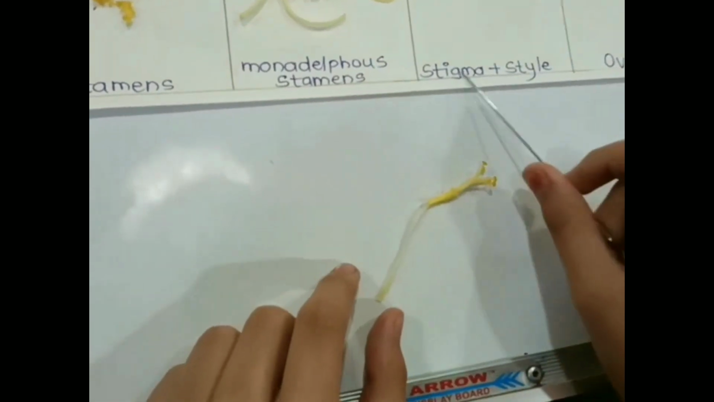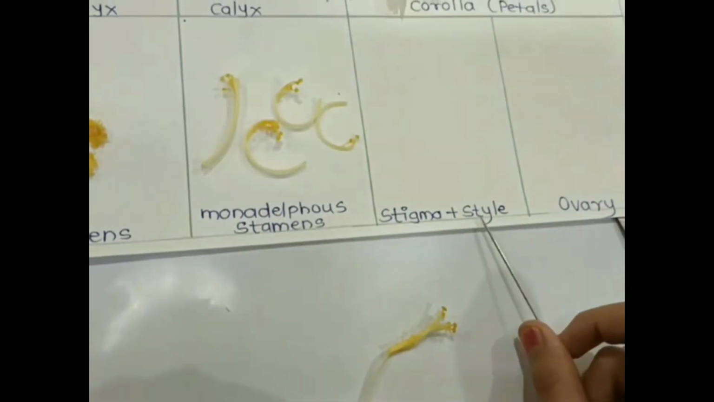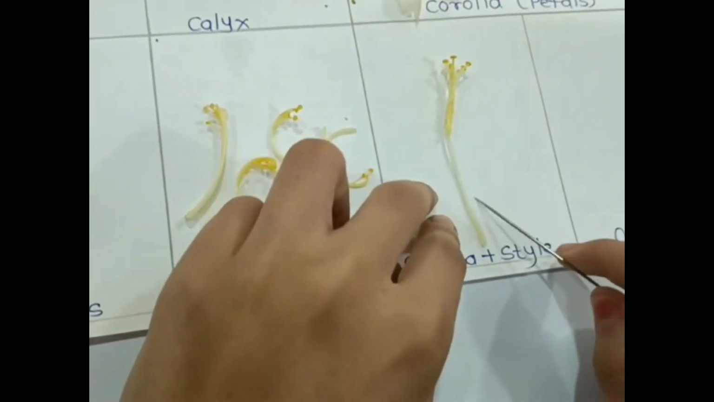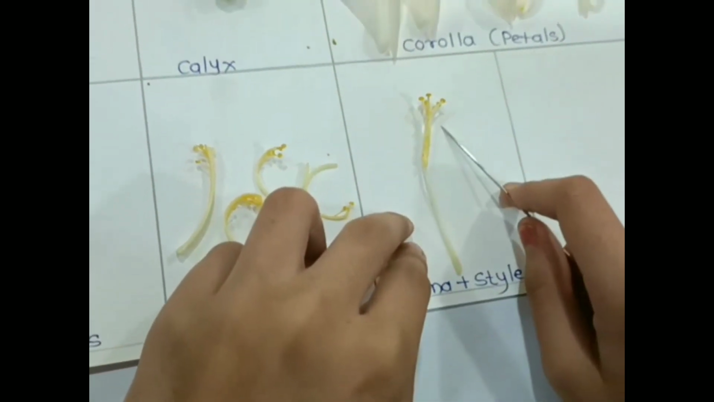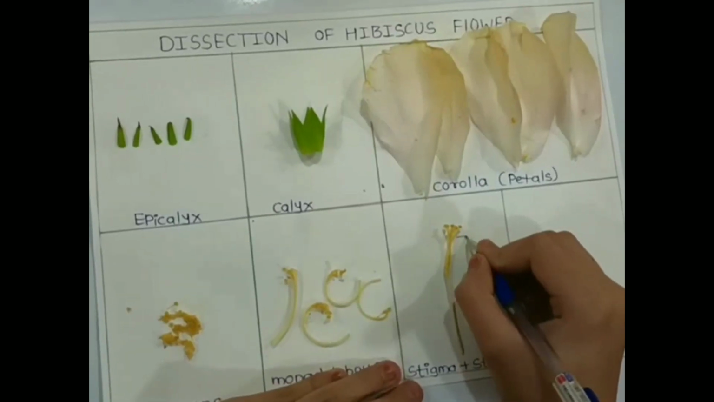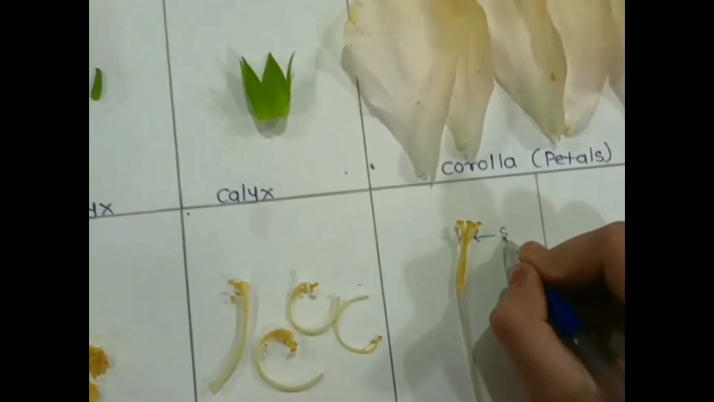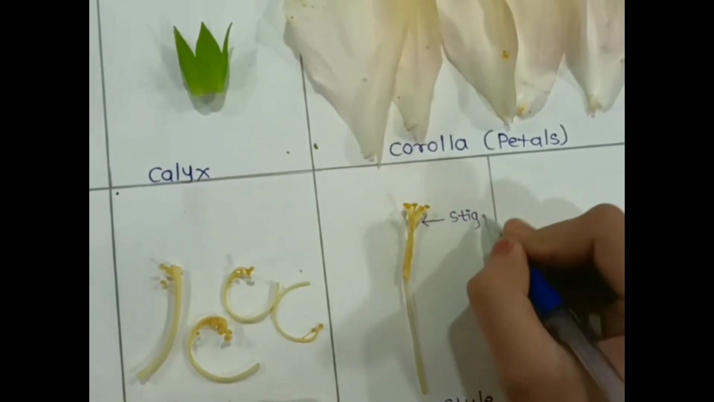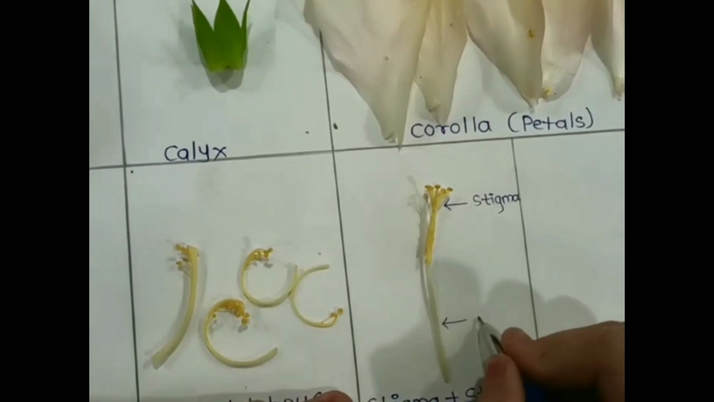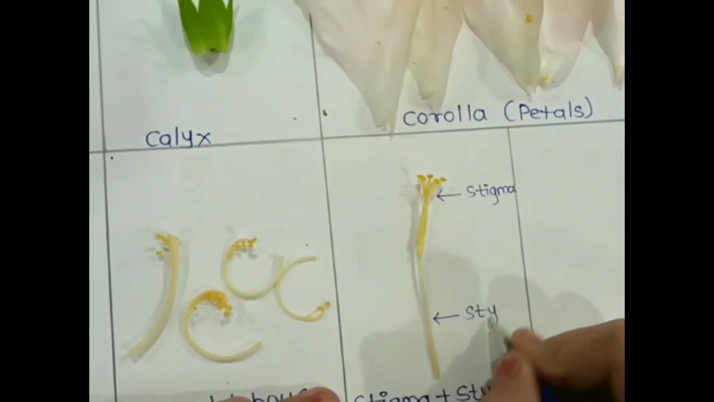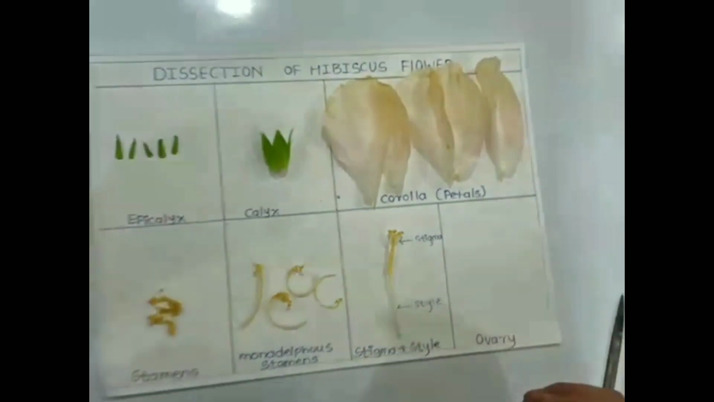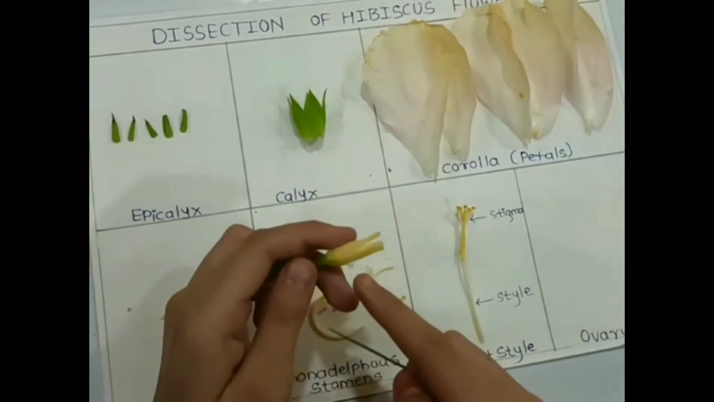So here, after removing the stamens, I got the stigma and the style. You can see the lower part is the style and the upper part is the stigma. The stigma has 5 hairy spots, according to its color. The stigma is at the top of the pistil, where pollen grain is collected, and the style is the middle part, through which the pollen travels to the ovary.